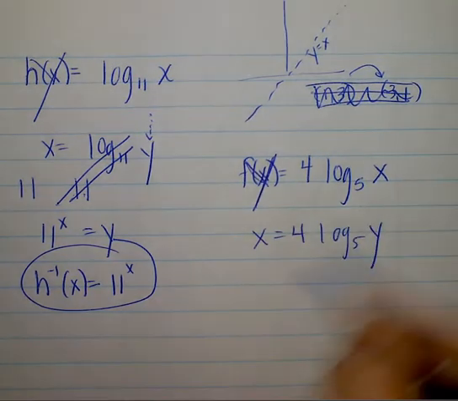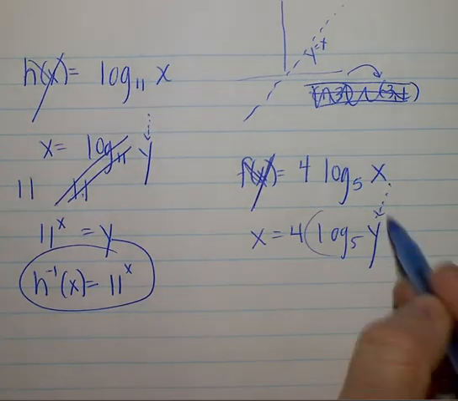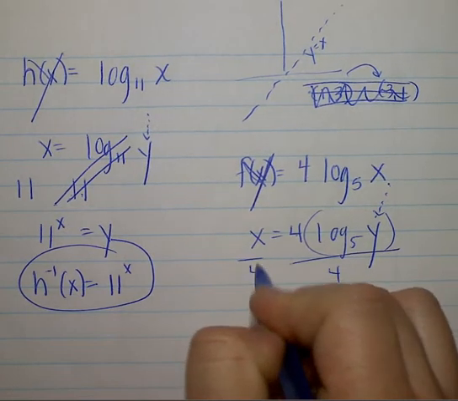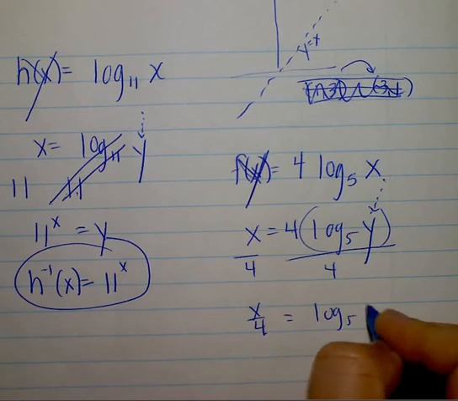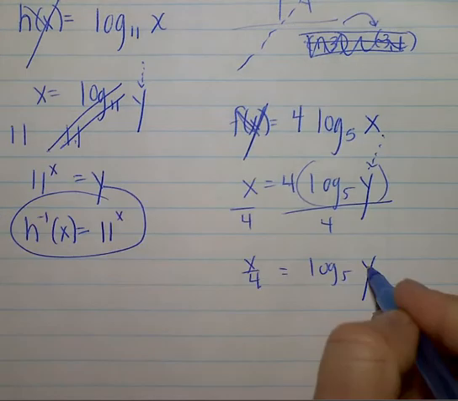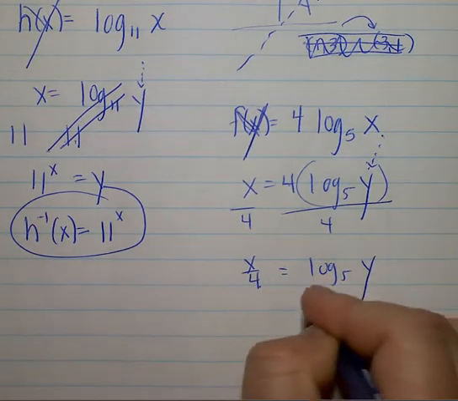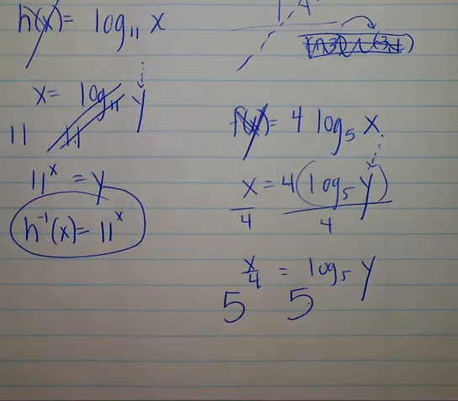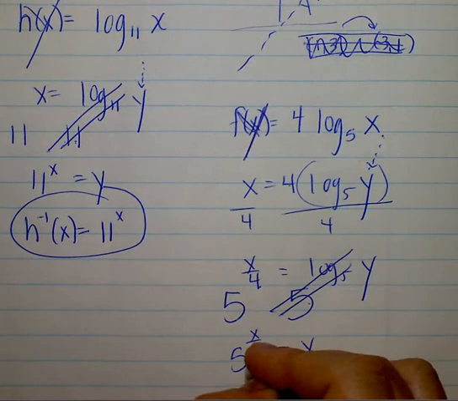And now I want to isolate the y. How do you do that? Well, this quantity is being multiplied by the 4, so to get rid of the 4, I'm going to divide. So x divided by 4 equals the log base 5 of y. Now to isolate the y, I need to get rid of the log base 5. This becomes an exponent, and here's the base. What you do to one side, you must do to the other side. It cancels out. y equals 5 raised to the x over 4.